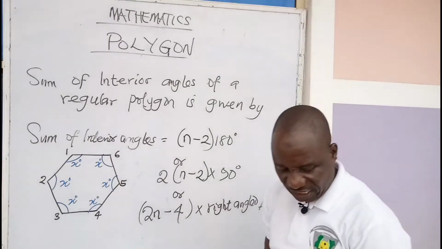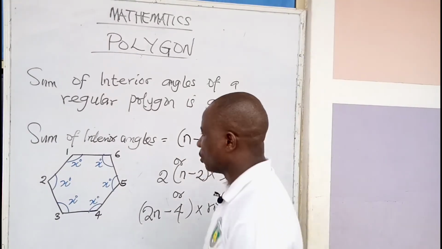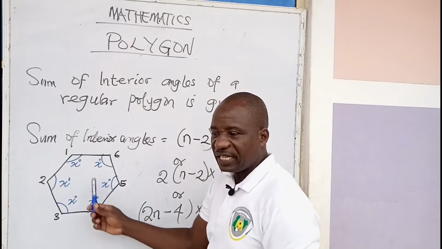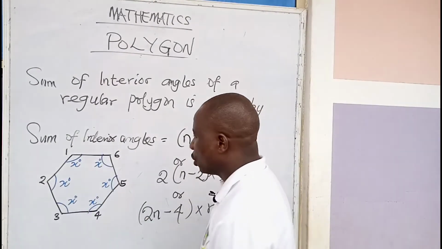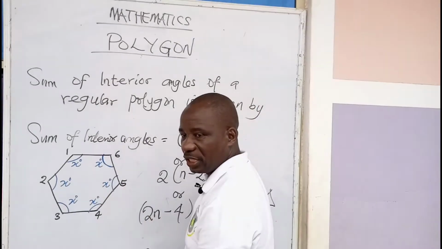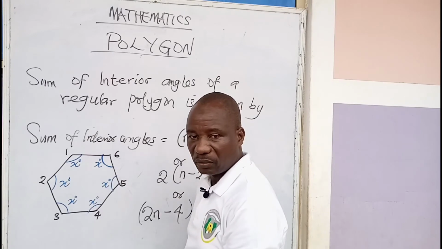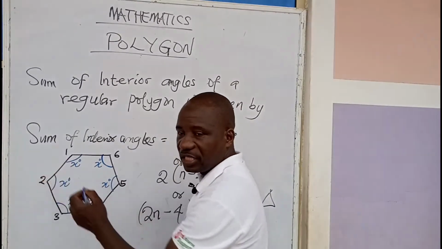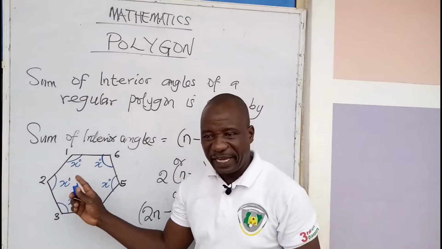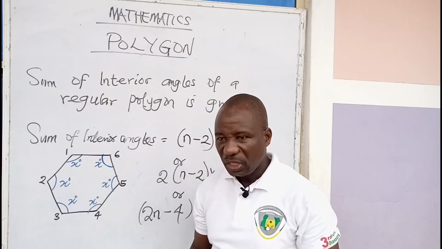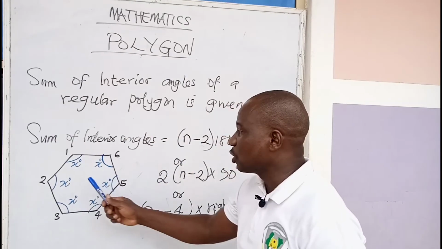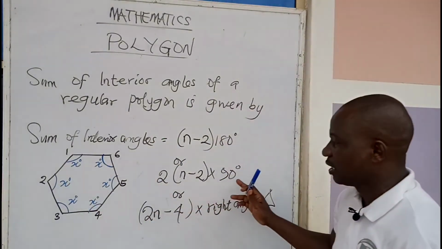Now, what do we mean by the interior angle that we are talking about? Let's take the example of this hexagon, a 6-sided polygon. Now, you can see this is an interior angle. This is also an interior angle. All these are interior angles. The ones marked with X, they are interior angles. Now, we are saying the sum total of the interior angles is given by this formula.